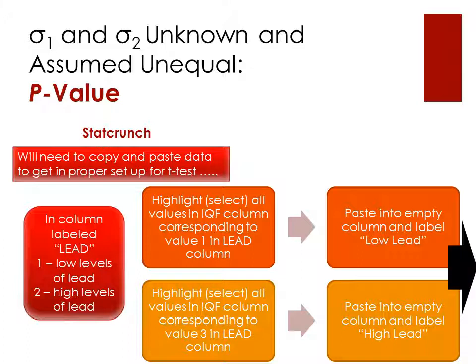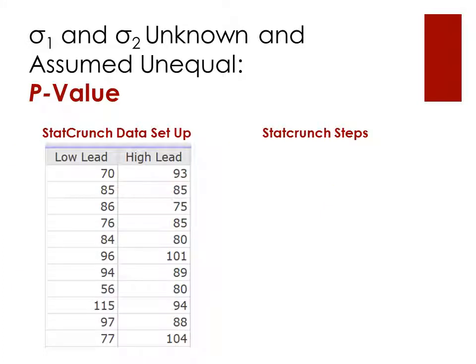And then when you have that, you should have a StatCrunch data set that looks like this. Actually, the top value for your high lead is going to be 82, not the 93. Mine cut it off when I moved. I just put the 82 at the bottom, which doesn't matter, the order here in this particular problem. So you should have a data set that looks like that.